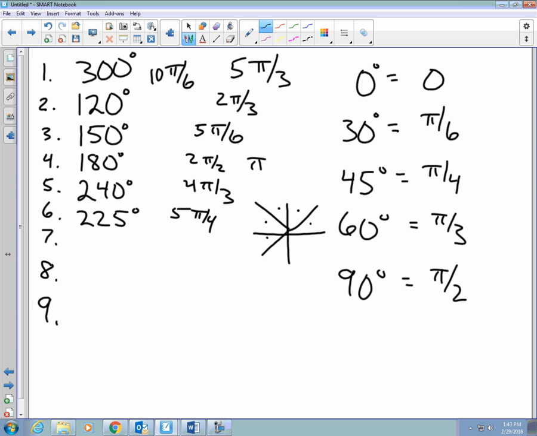That's how I'm just trying to describe to you guys how I do it. So I don't want us to have to punch in the fraction button on our calculator every single time. I want us to try and be quick with it. Here's another one. Another tough one. 135. How many of the pi over 4s? 3 of them.